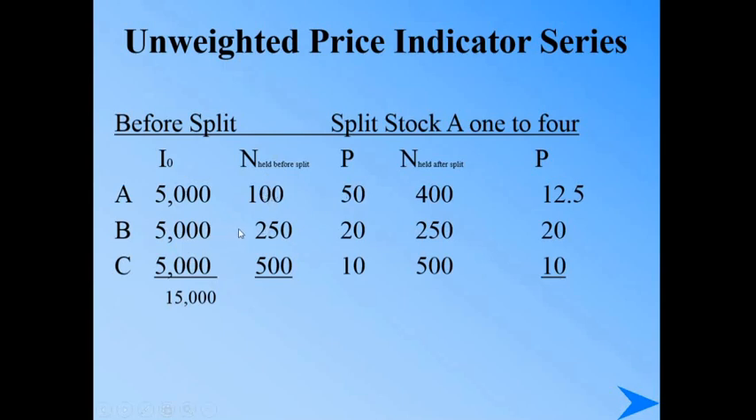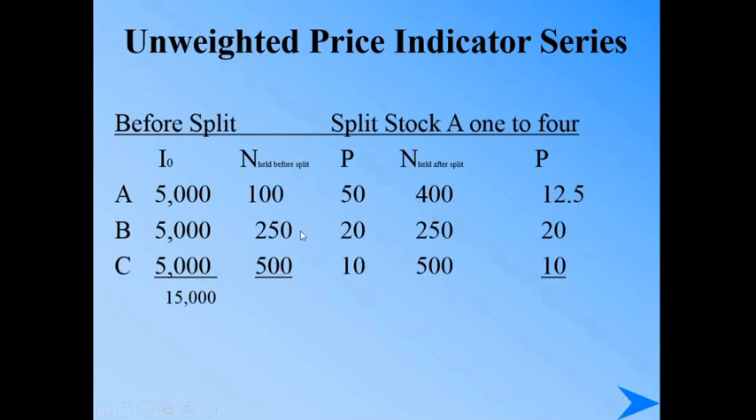If the price is 50, you'll get 100 shares. This is the total amount invested divided by the price, so you'll get 100 shares. Now if the price is 20, you will get 250 shares. Remember, the total value is 5,000, but now you will get more shares because its share price is low. And let's say the price is only 10, so you will get 500 shares.